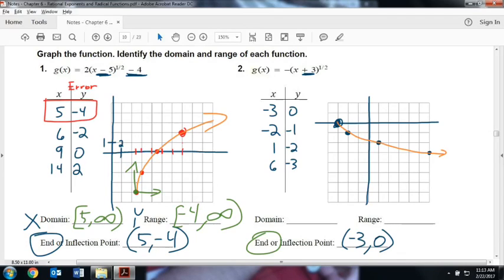Right. Now it's important you realize that that's an endpoint, because you might be tempted to kind of go like this. That's not what's happening. It's ending right there. Okay? That's why you got to know it's an endpoint.